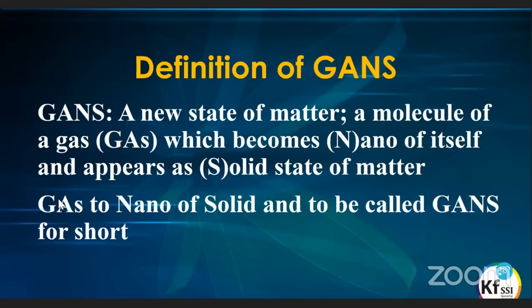So what is the GANS? Definition: it's a new state of matter, a molecule of a gas, which becomes nano of itself and appears as a solid state of matter. So that's where we get the short term of GANS from.